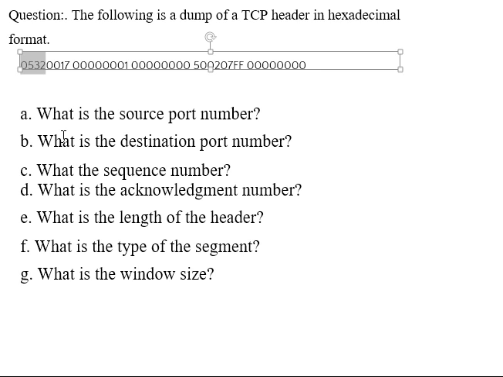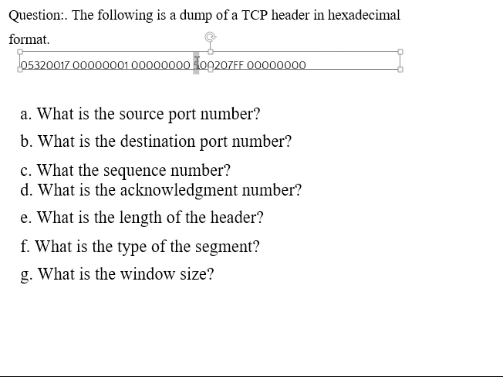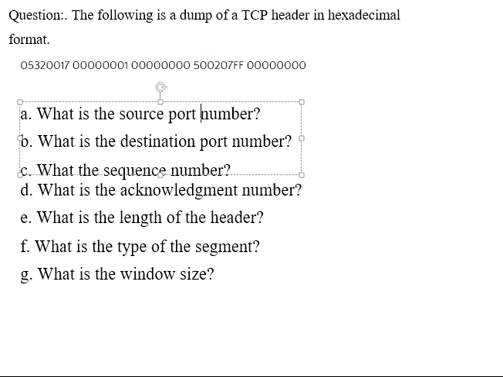Now you need to convert it into decimal. Similarly, this is the destination. Then next is the sequence number, which is this. If you convert it into decimal, you will get 1. So this is sequence number 1. And then acknowledgement number, this is the acknowledgement number. Then you have the length of header. So length of header is 5, right? So 5 4s are 20. So length of header is 20.